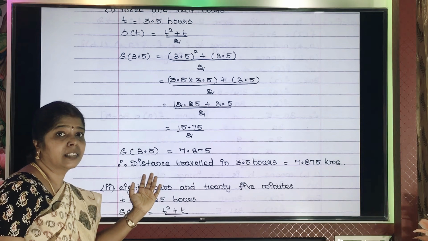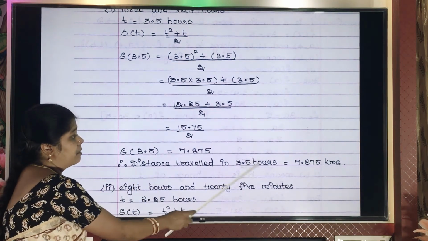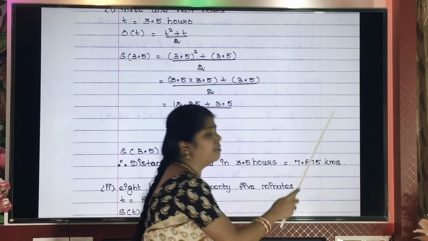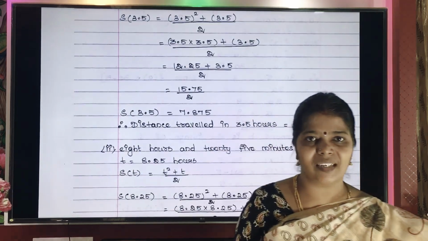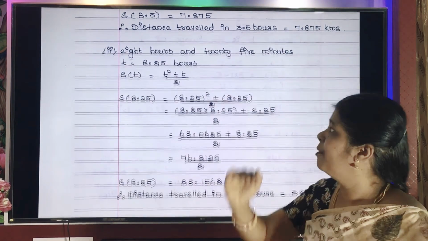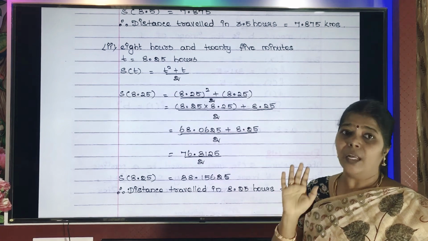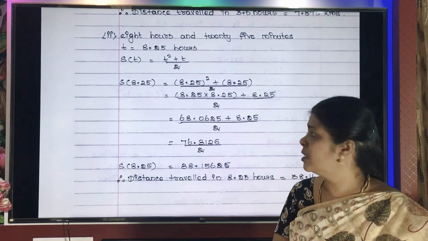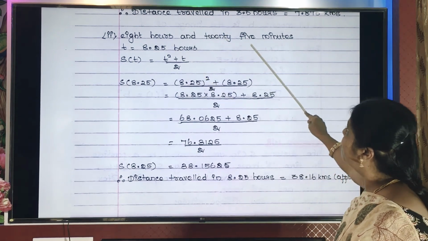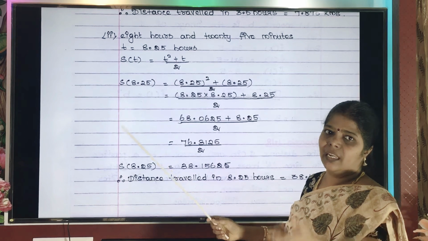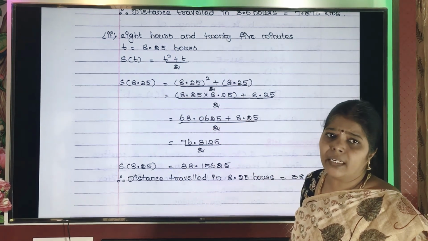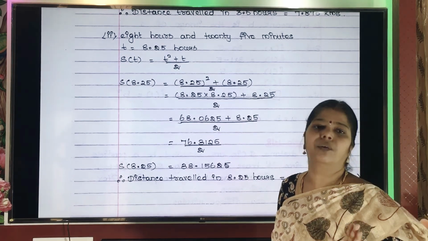So what is the distance travelled by the particle in 3.5 hours? It has travelled 7.875 kilometers. Have you understood? In the same manner, whatever time they give, if you substitute that time in the given equation, you will get the distance. Have you understood, children? Yes. Now, I have written here 8 hours 25 minutes. Please check in your question if it is 8 hours 15 minutes or 25. Whatever it is, that value you need to substitute.